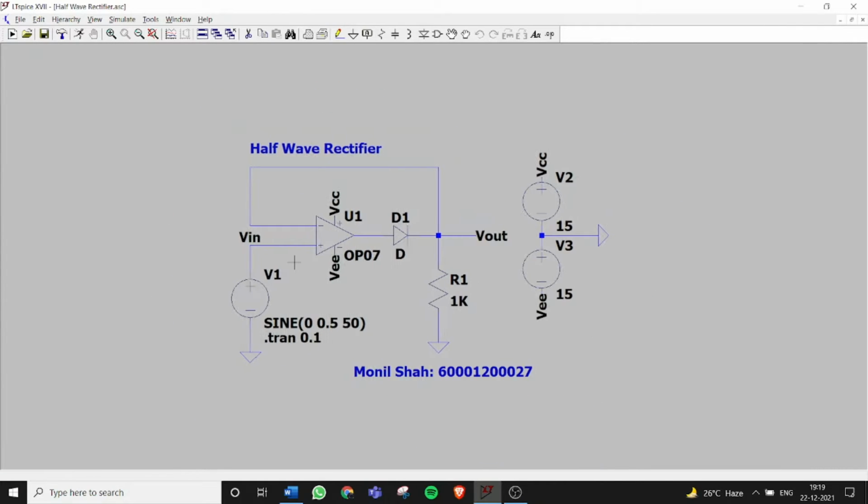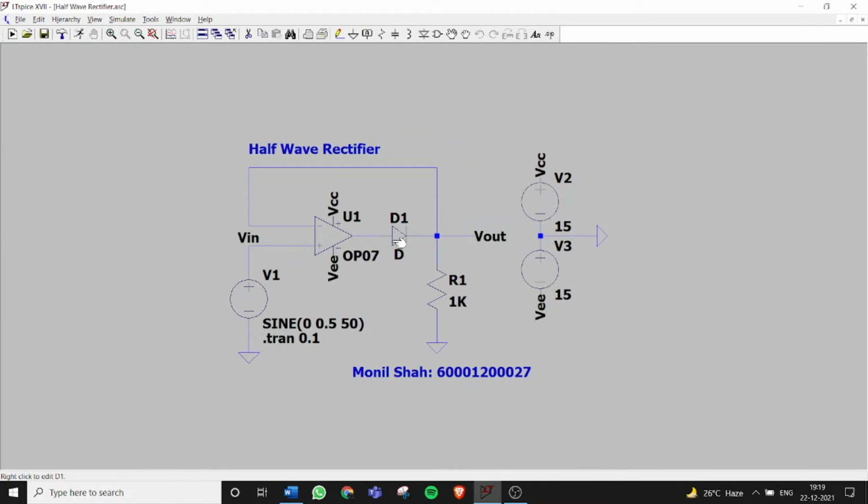Here my VIN is at non-inverting terminal. Diode D1 is a precision diode. The actual threshold of the precision diode is very close to zero, but it is not zero. It equals the actual threshold of the diode divided by the gain of the operational amplifier. Because this is a half wave rectifier, we will only see rectified output at the positive half cycle. So my frequency is 50 hertz.